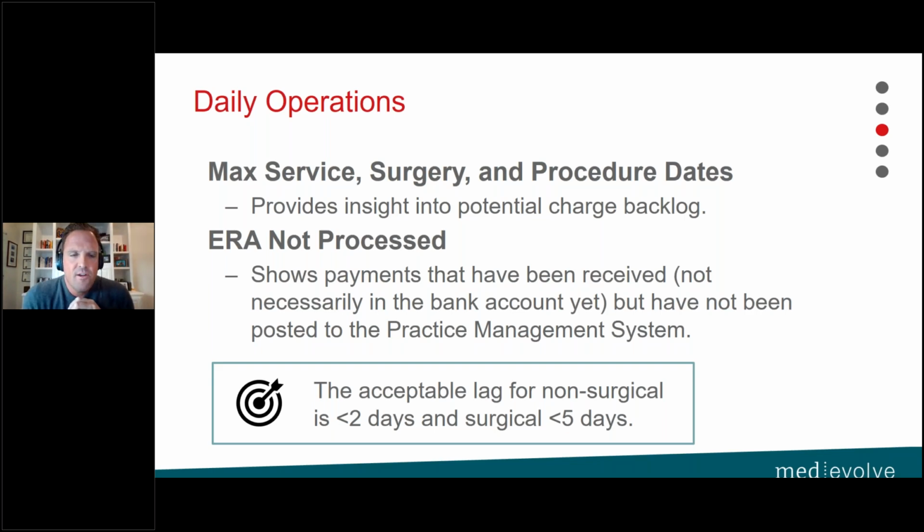And so, the same goes for ERA not processed. I also am obsessed with this one because if I'm looking at my payments month to date, I need to know how much is out there that's been received, just not posted to the practice management system. And if I show up in the morning and I have, say, $1 million in unprocessed ERAs, well, I'm happy that there's $1 million out there that hasn't been recorded yet. I'm not happy because my payment posting team is not being as efficient as they should be, or there might be something else going on, okay?